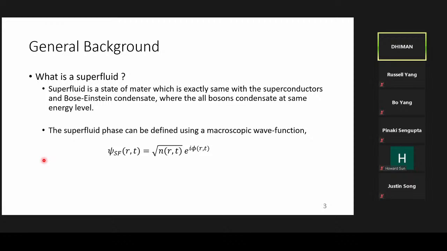So what is a superfluid? Superfluid is a state of matter where all the bosons in the system condense at a particular energy level, which is similar to the superconductor and Bose-Einstein condensate. And the superfluid phase has an order parameter, which is a macroscopic wave function, the square root of the number of particles multiplied by e to the power i times the phase. And the phase and the number of particles can be spatially varying or temporally varying.